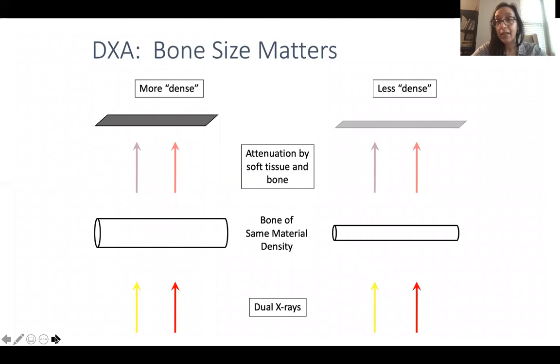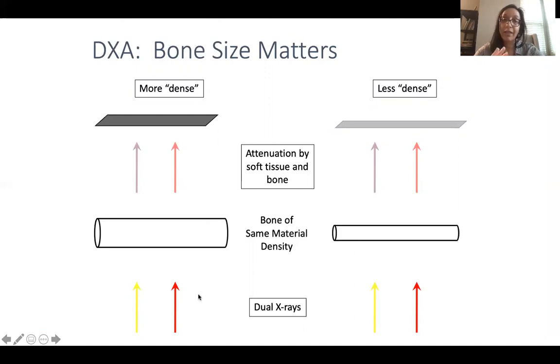One note again is the bone size makes a difference when you're getting a DEXA scan. So in this graph here, you have two bones of the same material density. And remember that density is going to be gram per cubic centimeters. What we're measuring is gram per centimeter square. So these bones have similar density, but one is smaller. And as the attenuation from the DEXA scan comes through, the smaller bone is going to appear less dense.